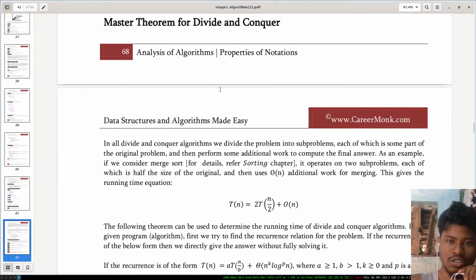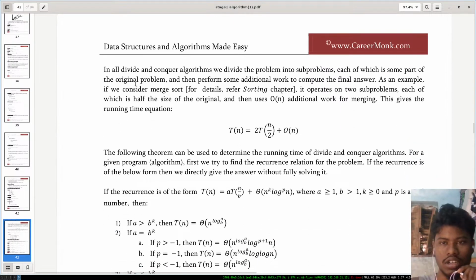Okay, so it's quick sort. We have learned this already, divide and conquer with algorithm. Now, in all divide and conquer algorithms, we divide into subproblems, and each of these is some part of the original problem, and that becomes the final answer. As an example, if you consider merge sort, it operates on two subproblems, each of which is half of the size of the original.